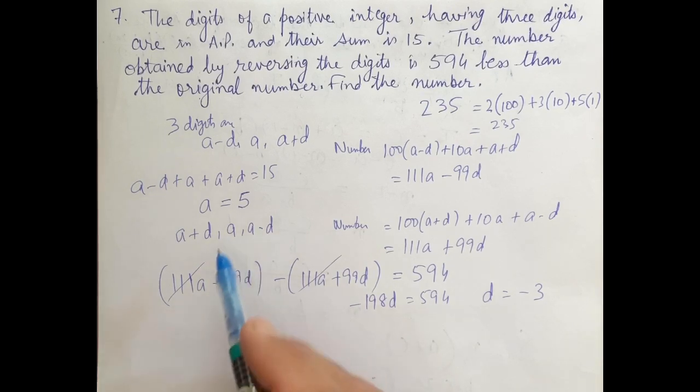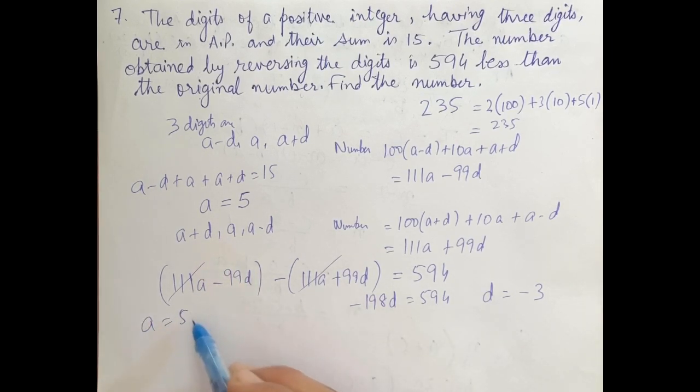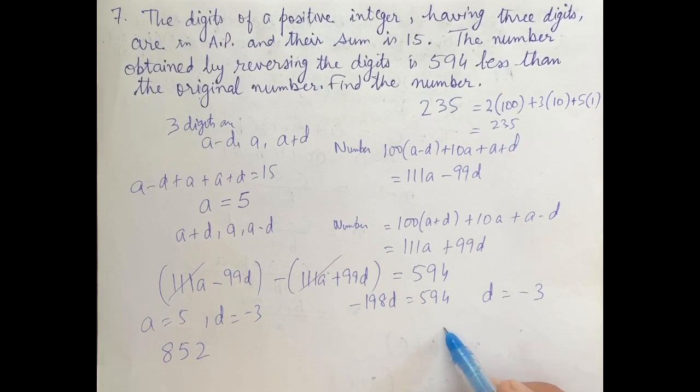So a is 5, d is minus 3. So what is the number? The number is a minus d, that will be 8. A is 5, 852. Let us check if it satisfies the given condition.